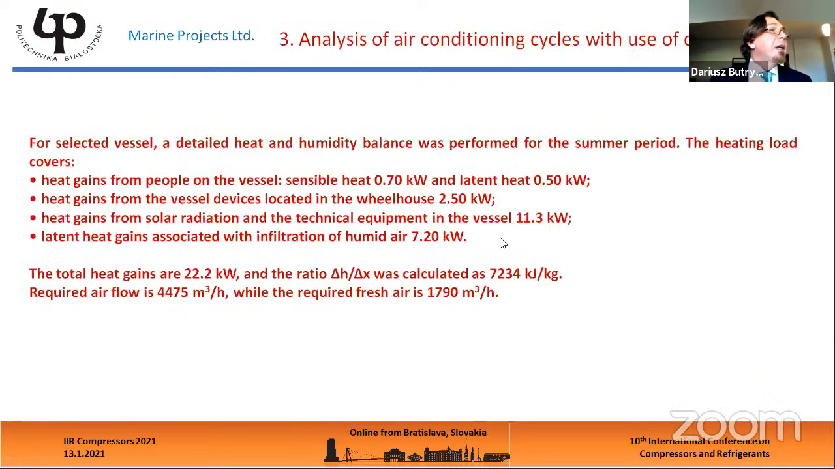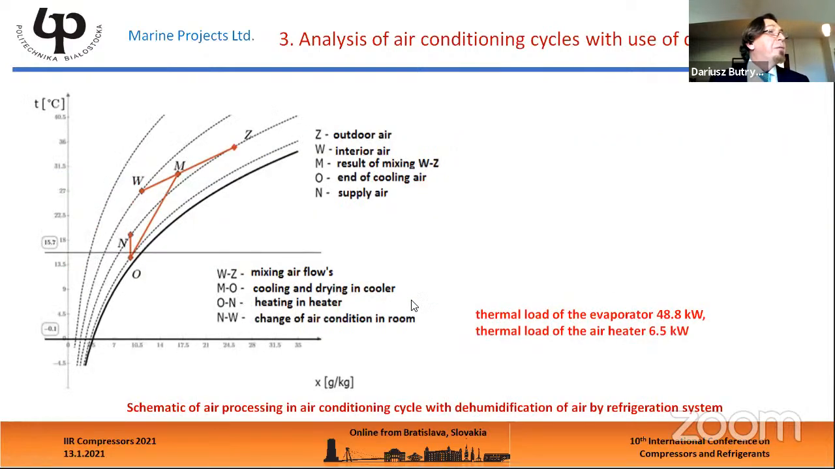And here are listed for the selected motor yachts heat gains and sensible heat gains and latent heat gains, so that we have 22 kilowatts of refrigeration capacity in this case, and the ratio delta H to delta X due to also latent heat due humidity calculated, and required a flow rate and fresh rate also for this yacht.